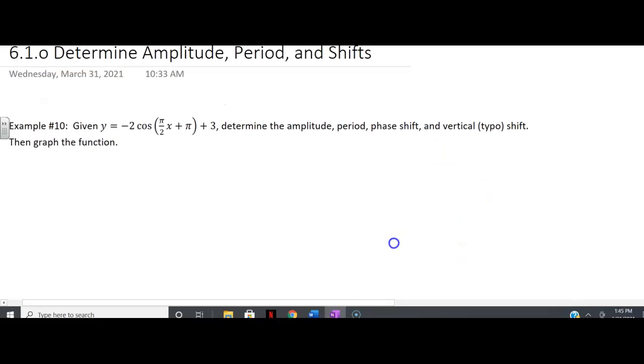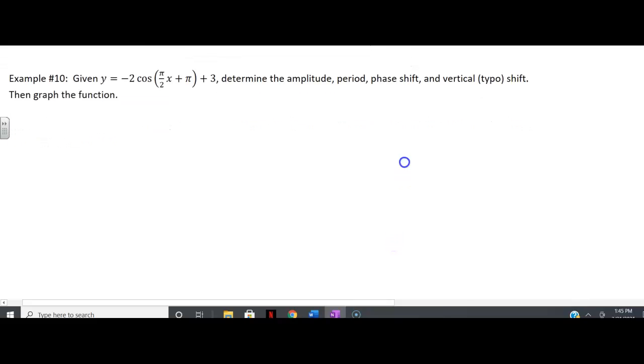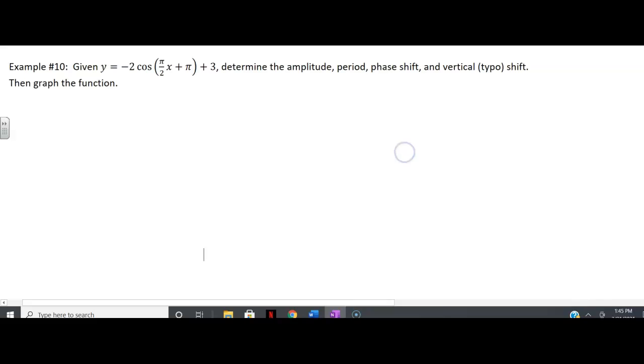So determine amplitude, period, and shifts, and then they do want us to graph it as well. Okay, so this one's got it all. Let's think about the amplitude. The amplitude is going to be 2, and it's going to reflect. So just remember it's going to reflect. It is a cosine curve also. Notice that. It's a cosine curve.